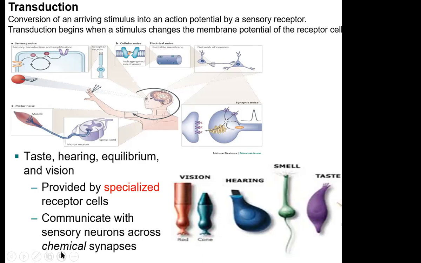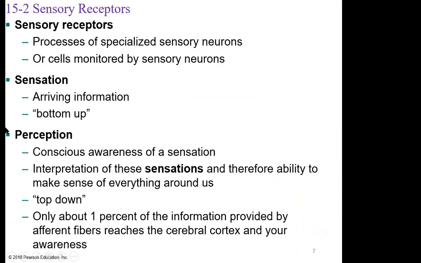So these are going to be using chemical synapses, and that's what we're familiar with because that's what we drew, right? Using acetylcholine or some other type of neurotransmitter across the synaptic gap. That is a chemical synapse. So for sensation, if we say bottom up, that means the information is arriving into the central nervous system from the periphery. Okay, so bottom up is arriving information.